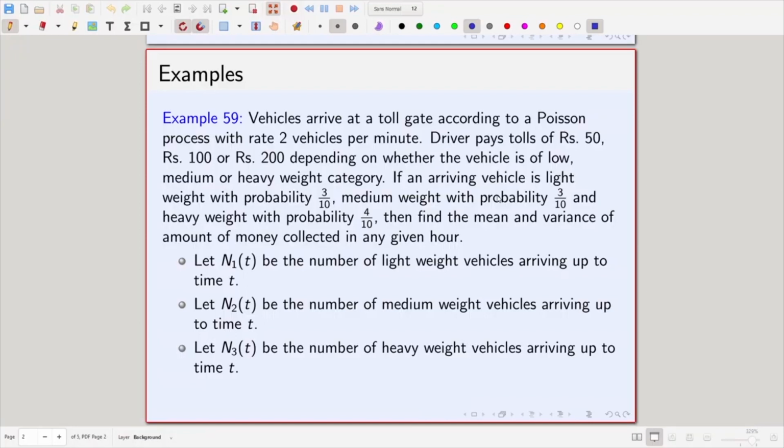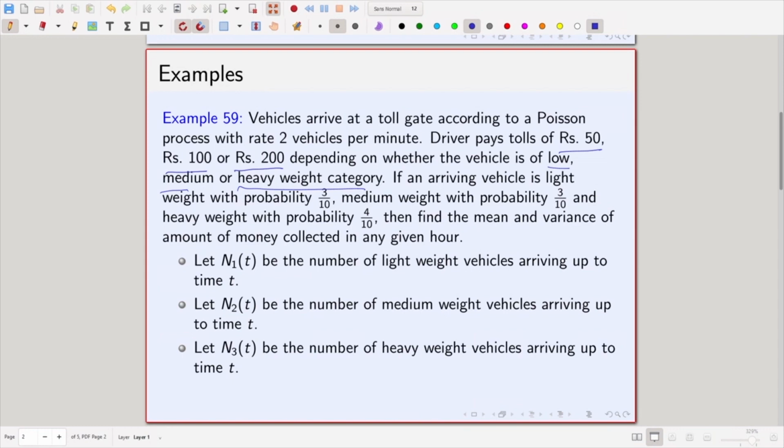Vehicles arrive at a toll gate according to a Poisson process with rate 2 vehicles per minute. Now the driver pays tolls of rupees 50, rupees 100 or rupees 200 depending on whether the vehicle is of low, medium or heavyweight category. So vehicles are of three categories, namely low, medium and heavy. If the vehicle is of low weight category, then the driver pays a toll of rupees 50. If it is medium, then rupees 100, and if it is heavy, then rupees 200, right?